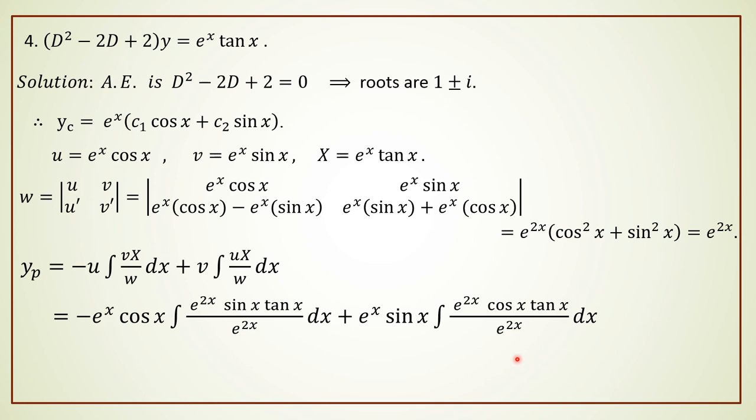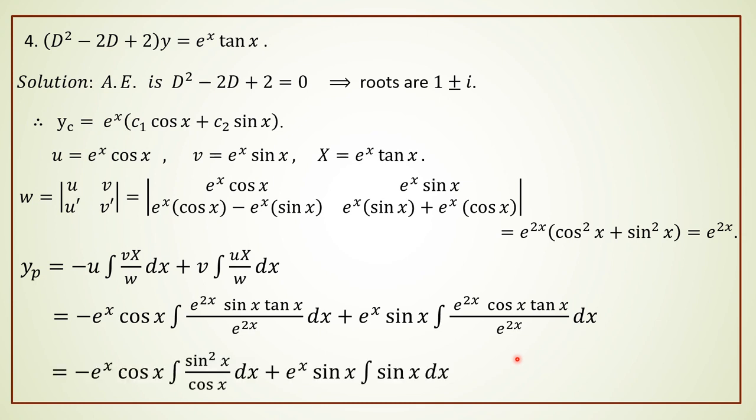Now just observe the two integrals over here. I am going to cancel e power 2x and observe that tan x I can write as sin x by cos x. So the above integral reduces to the form integration of sin square x by cos x with respect to x plus integration of sin x dx. Now let me simplify these two integrals.